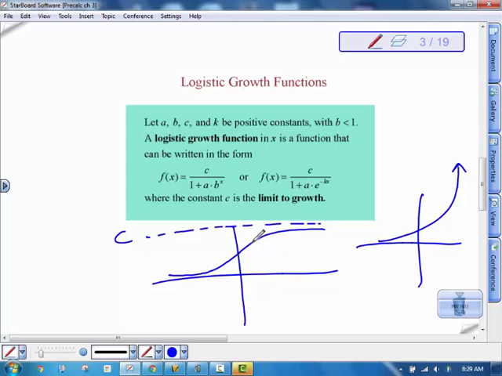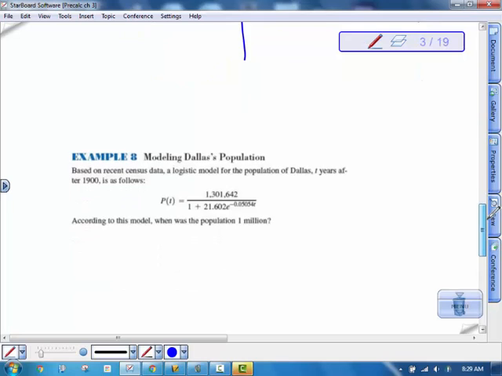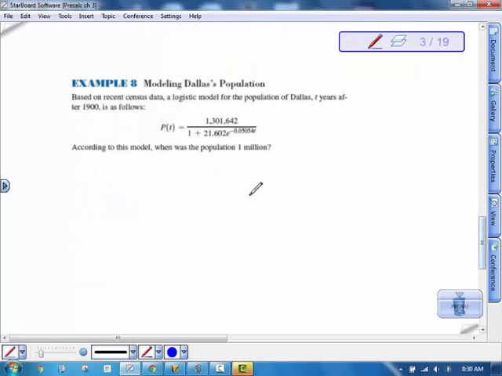It'd be great to do some application problems, which hopefully I'll be able to find some for us with this function. But other than that, it's not something I'm really going to test you over. All right, we can look at one example here. This says, based on the recent census data, a logistic model for the population of Dallas 2 years after 1900 is this. According to the model, when was the population 1 million? So basically all we have to do is plug in 1 million for P and just solve.